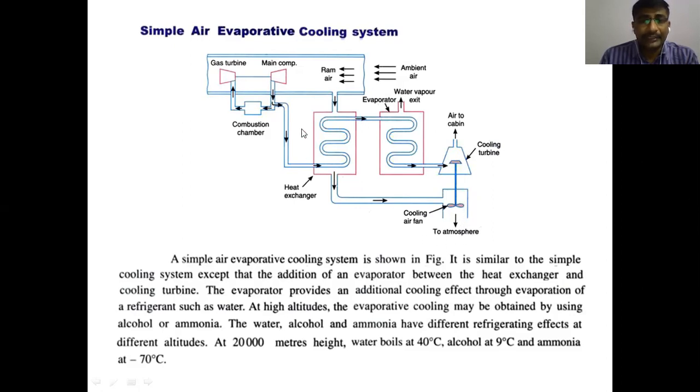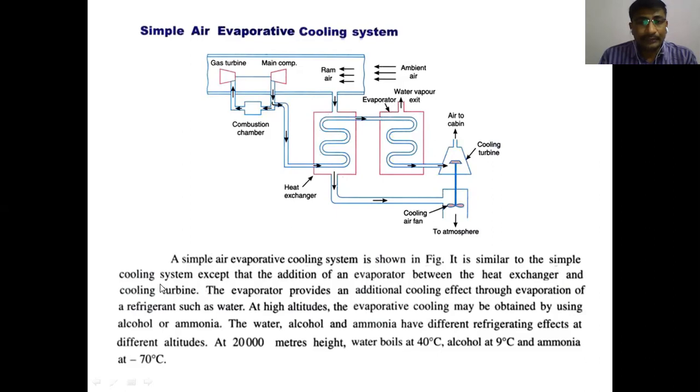Clear, students? The air which is cooled in the heat exchanger up to this point is the same as a simple air cooling system. In the simple air cooling system, the air after the heat exchanger is directly sent to the cooling turbine. But in this air evaporative cooling system, another vessel, the evaporative vessel, is provided in between the cooling turbine and heat exchanger to increase the heat transfer or to reduce the temperature of air. A simple air evaporative cooling system is shown in the figure.